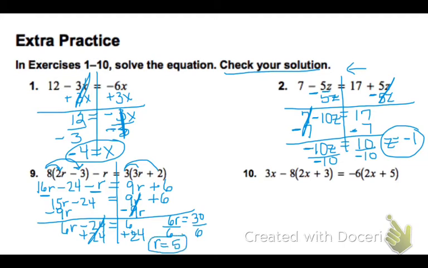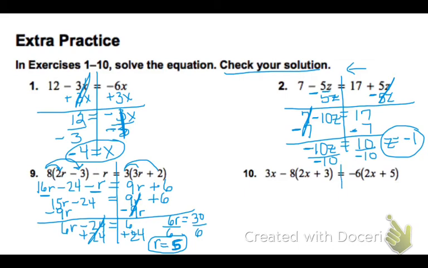Through checking my work, I know that this is true. I just want to make sure that that looks like a 5 and not a 6. Okay, double check. Yep, that's a 5. Make sure. All right, on to number 10. Whew, lots of things going on.